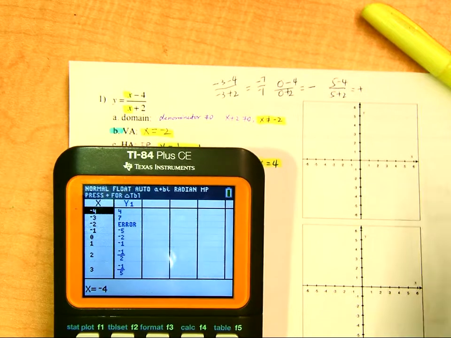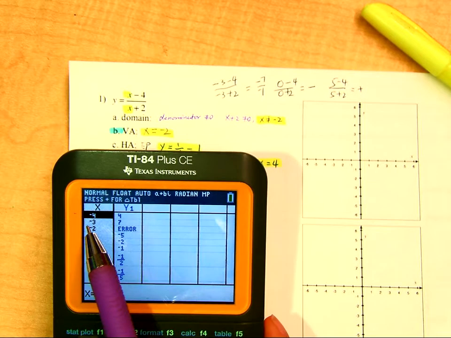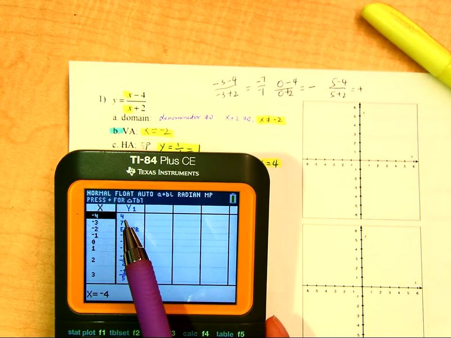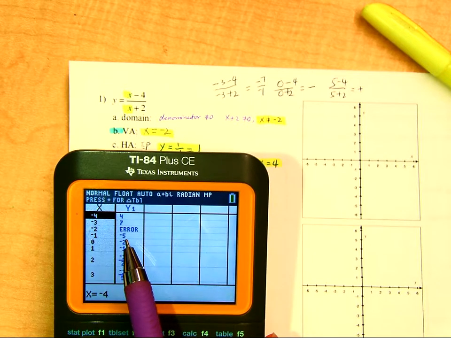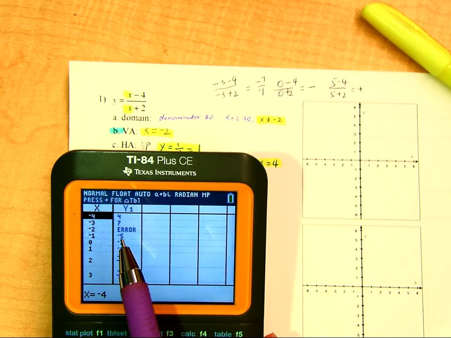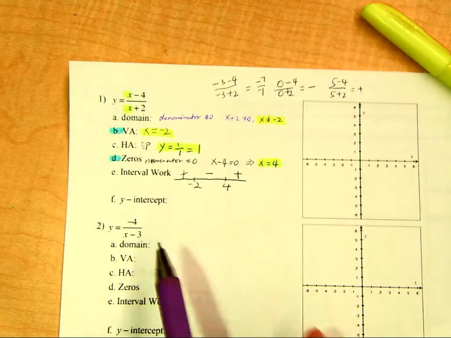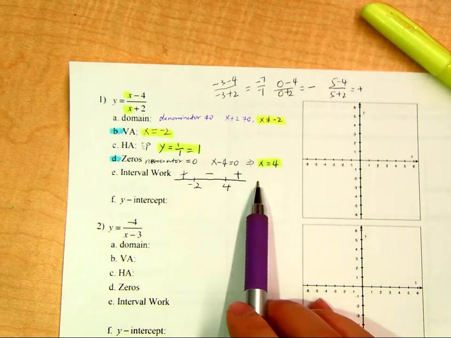You can see if I'm using -4, the y value is positive. If I'm using -1, the y value will be negative. So that's another way to find whether the y value is positive or negative.